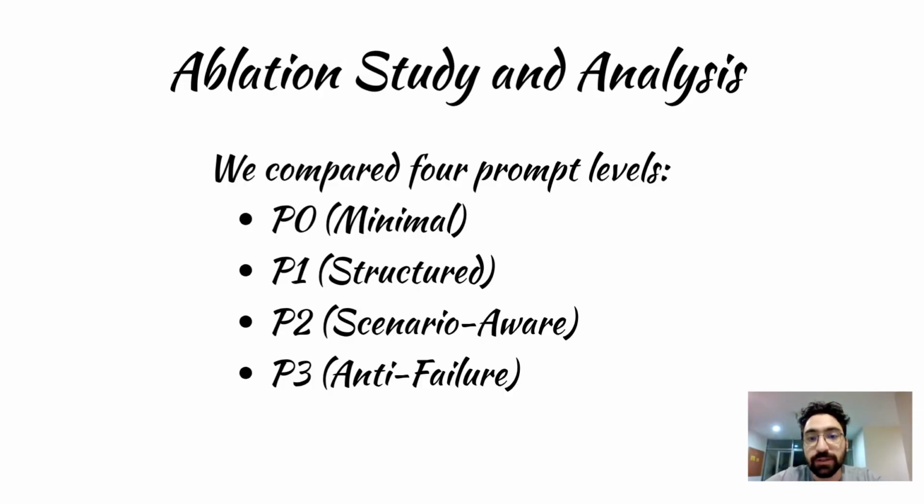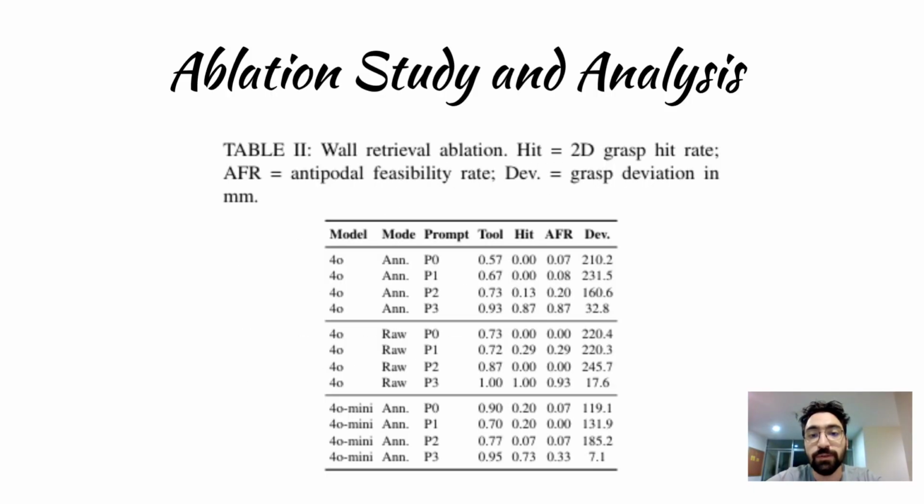Moving on to our ablation study, we tested how prompt complexity impacts the VLM's spatial reasoning. We compared four prompt levels: P0 minimal, P1 structured, P2 scenario aware, P3 anti-failure. We evaluated these across our three scenarios, focusing on metrics like grasp region hit rate and grasp center variance. The results revealed clear differences across the prompt levels.